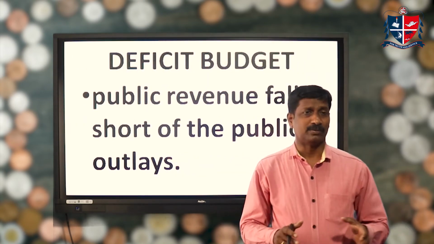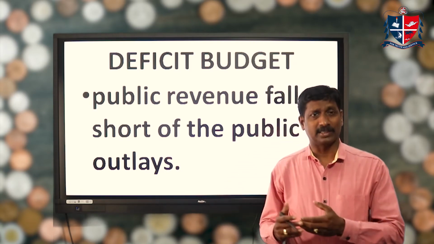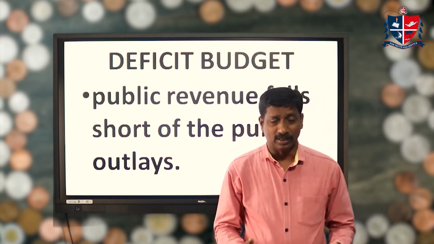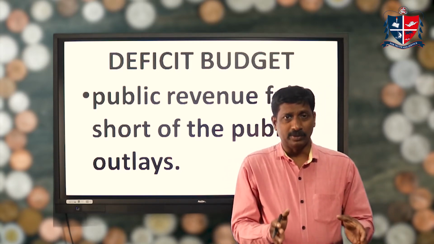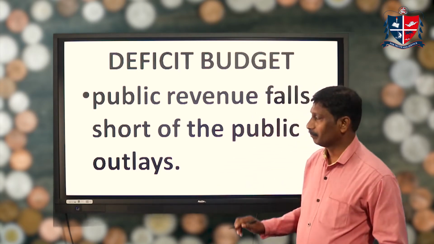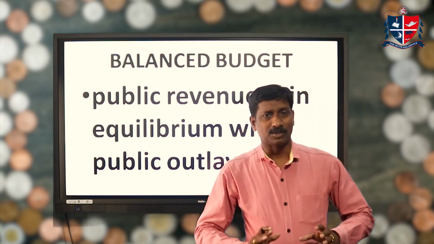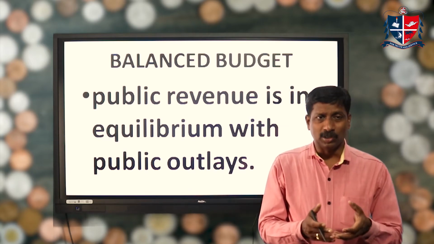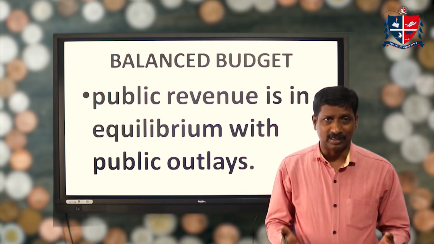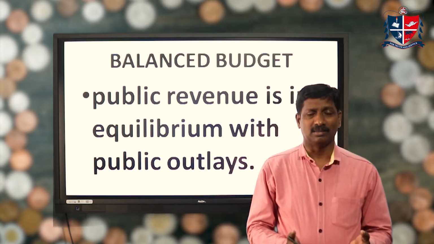Then another is deficit budget. It is also a part of unbalanced budget. So in the case of a deficit budget, public revenue falls short of the public outlays. It means anticipated revenue is less than anticipated expenditures of the government. Then there is balanced budget. In this balanced budget, we know there is equilibrium between public revenue and public outlays. It means when the public revenue is in equilibrium with the public expenditure, we can say that the budget is balanced budget.